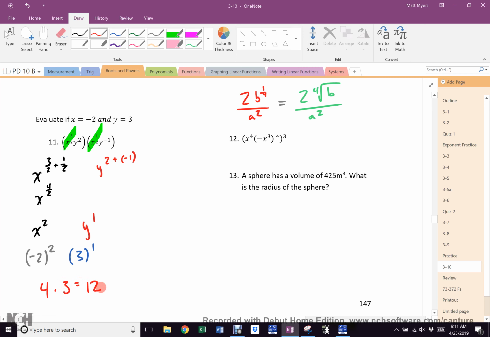Now, if you had done what you people always do, you would have had this. Do not write this down. You would have had negative 2 to the 3 halves times 3 squared, all that times negative 2 to the 1 half times 3 to the negative 1. And all of you would have done that. Of course you would have. Are we going to make that mistake here? No. What are we going to do?